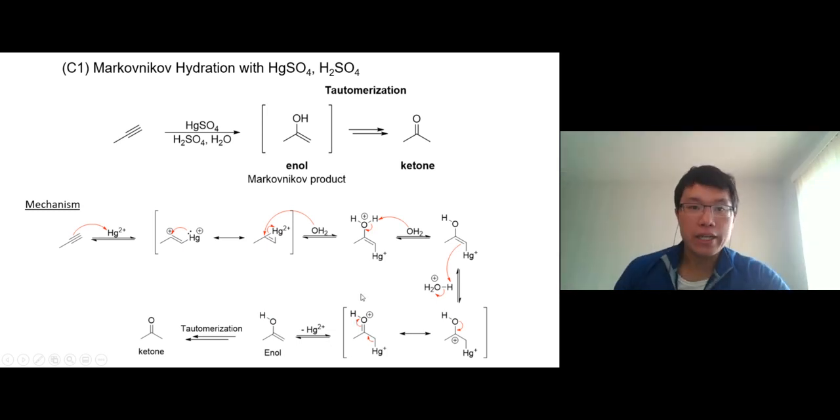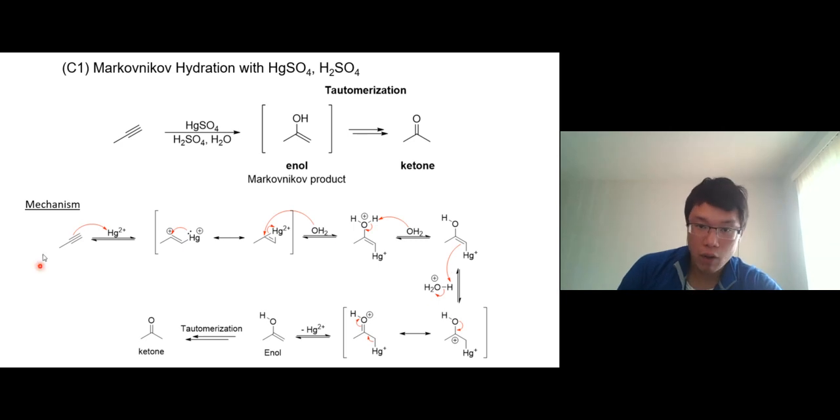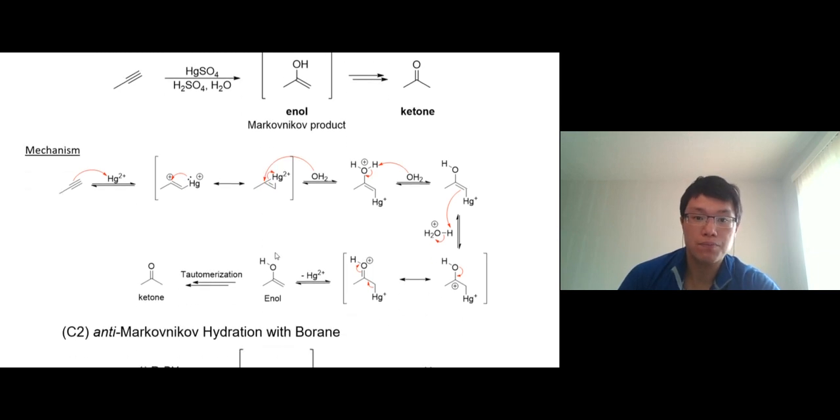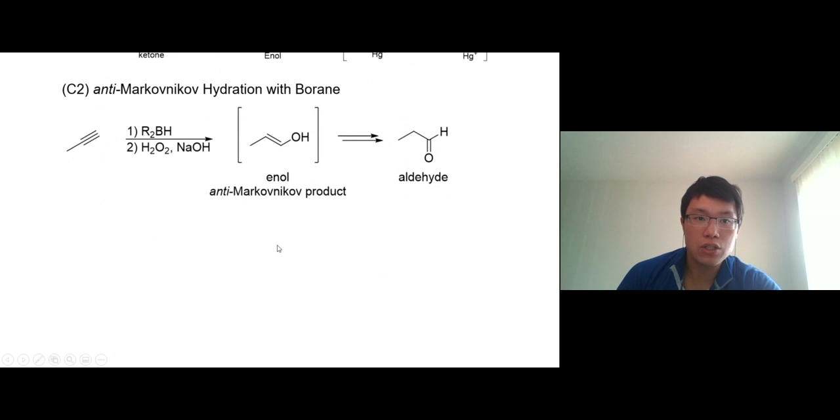All right. So my point is you don't need to memorize all this. I don't care. All you have to be able to do is the tautomerization from enol to ketone. But I just want to show you why it goes Markovnikov, because this species right here, same thing, the three-membered ring, and water attacks on the more substituted carbon. Markovnikov orientation. Okay. All right. Let's talk about anti-Markovnikov using boron, just like alkene. Let's talk about this in the next video.